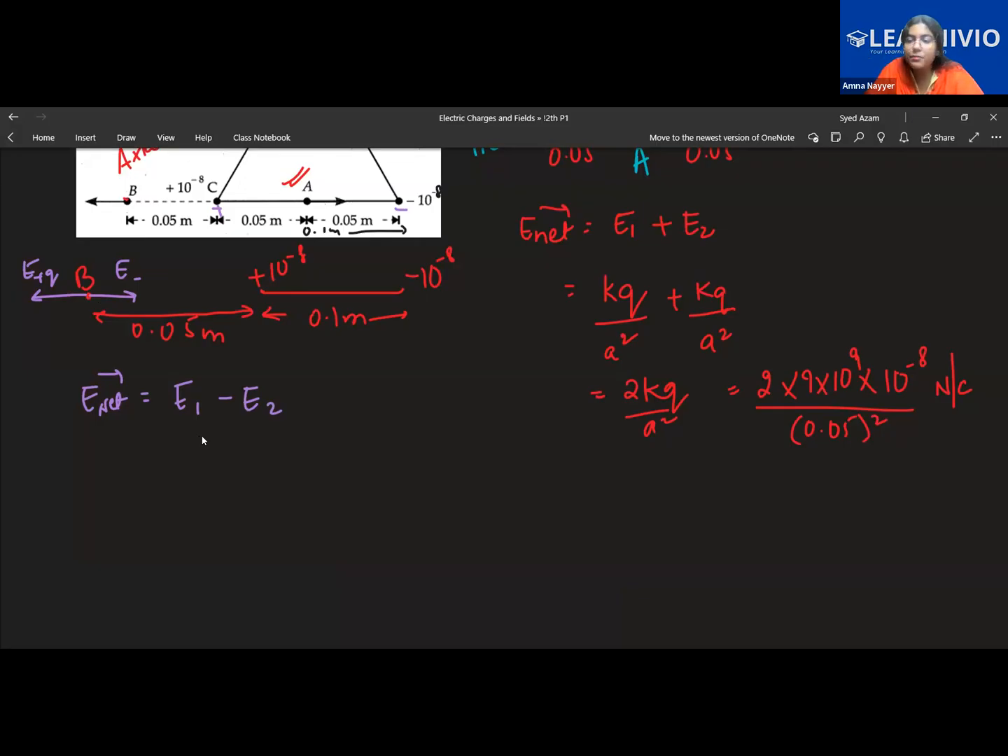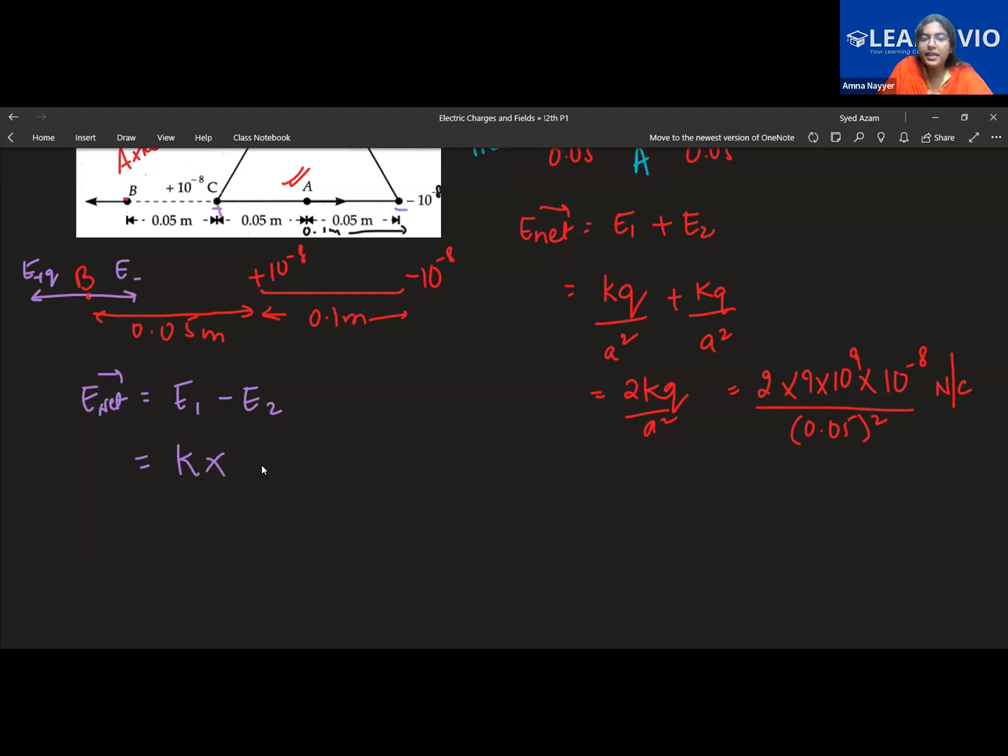So we can now subtract the electric fields. In the first case, we added them. Now we are subtracting because the directions are opposite. Now for E1, let's take the smaller distance, because smaller distance will lead to a larger electric field. We have seen the graphs also that electric field is inversely proportional to distance. So first we will use K, then we will use the charge. I'm talking about this positive charge which is separated by 0.05 meters from B.